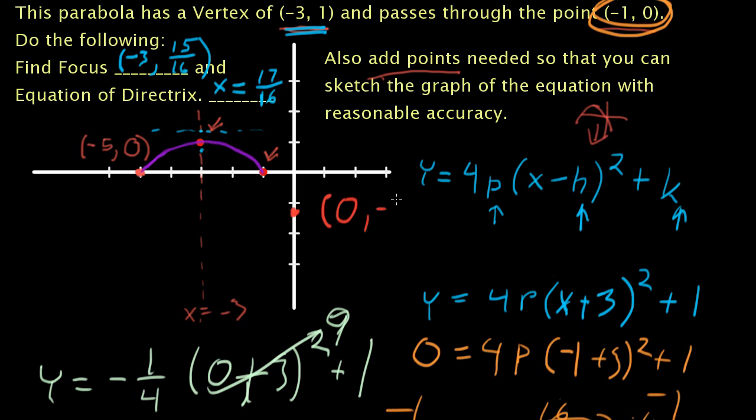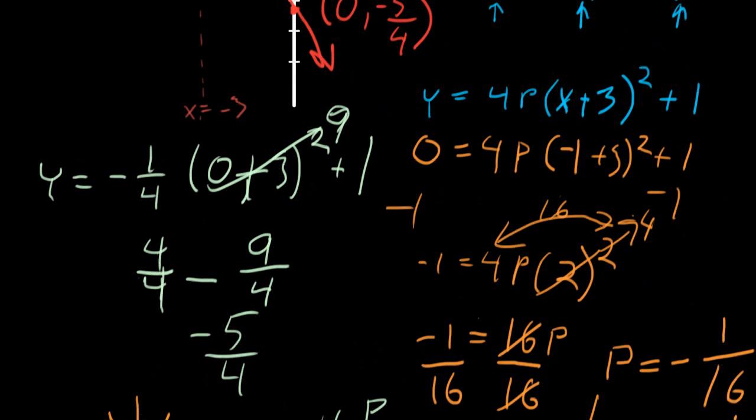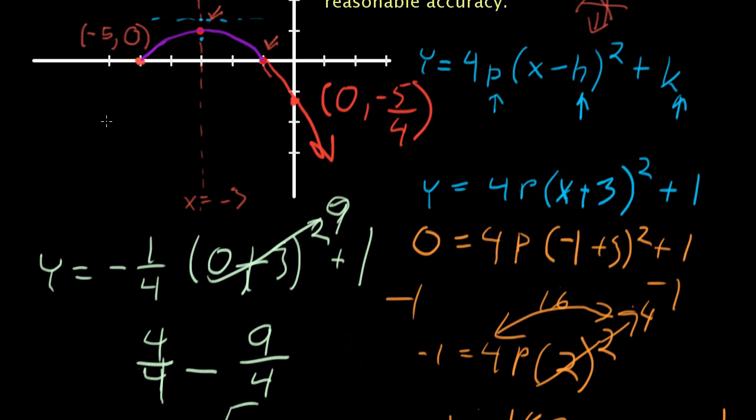0 comma negative 5/4. Always label. Always label. Unless your professor specifically tells you not to. Okay. And then by virtue of that, I should have 6 with the negative 5/4. That should be on there.